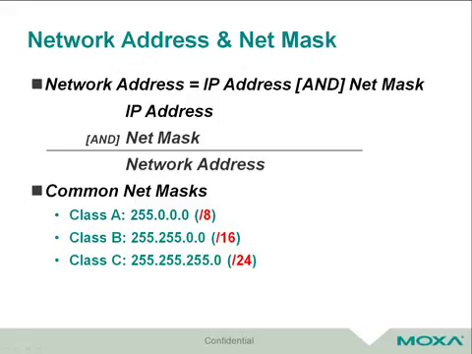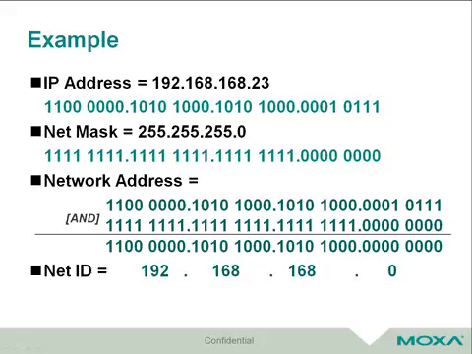Mask always has high bits set as 1s. Besides decimal notation like 255.255.0.0, network engineers use slash notation, which shows how many high bits are set as 1. Let's have a detailed example.